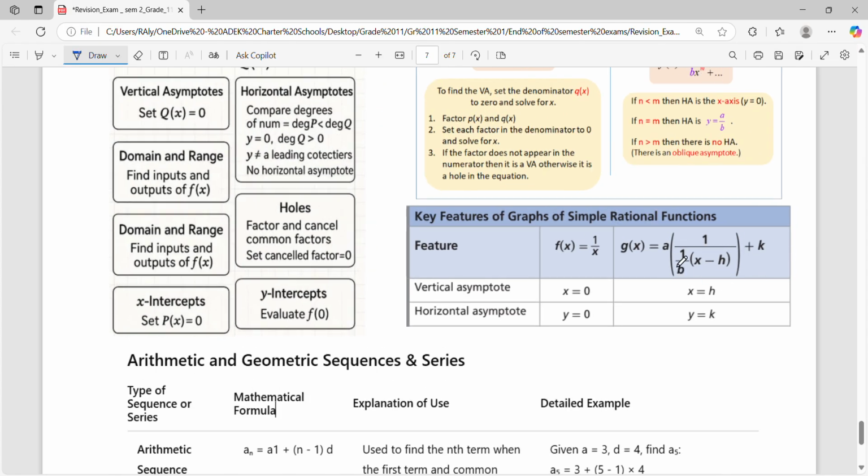See, this is our form. I don't see this a and b, no need, because this is our form, 1 over x minus h plus k. So what is the vertical asymptote? Directly take this h. If you have minus here, put it plus. If you have plus, put it minus. So you can get the vertical asymptote from the denominator here, h. If minus h, put h. If plus h, put minus h. And this is the horizontal asymptote, this value of k, without any change of the sign.